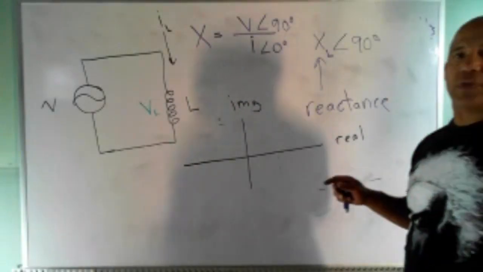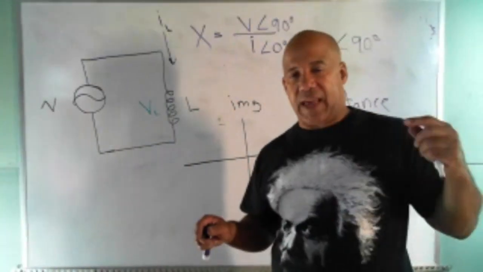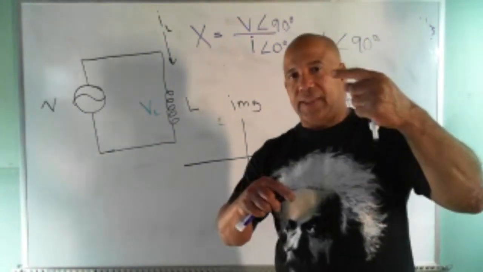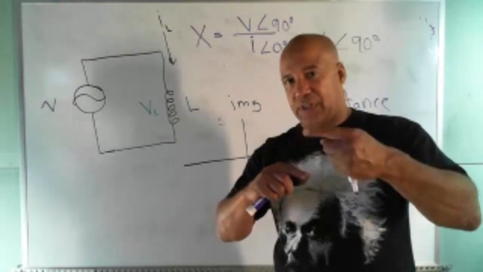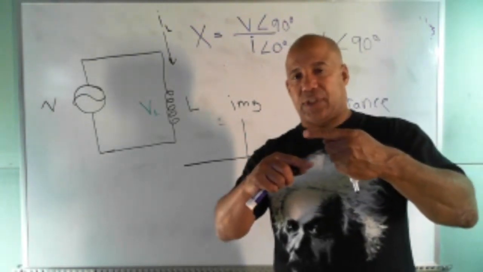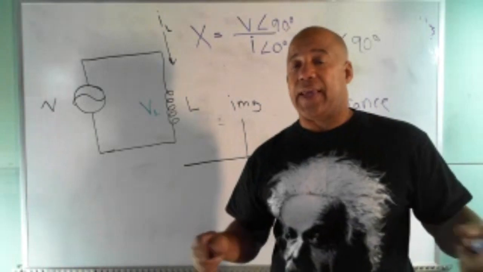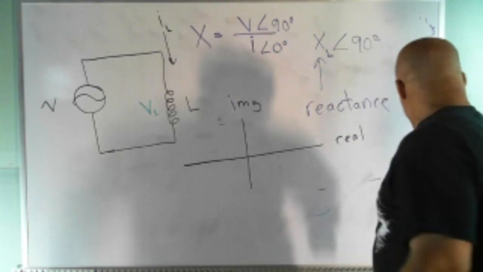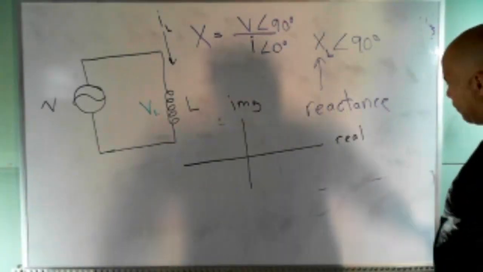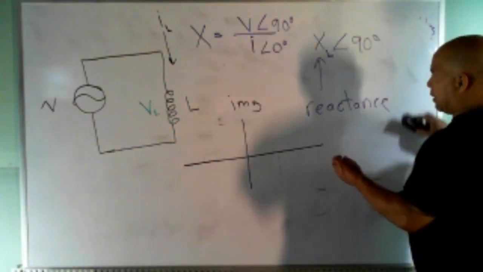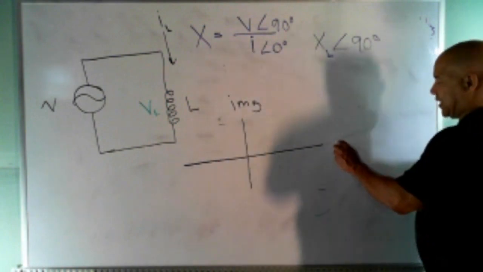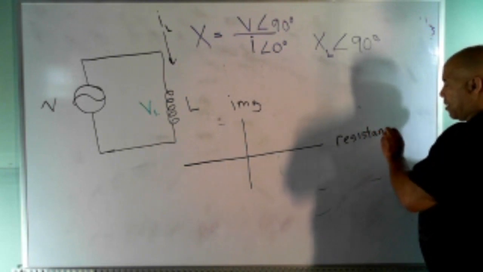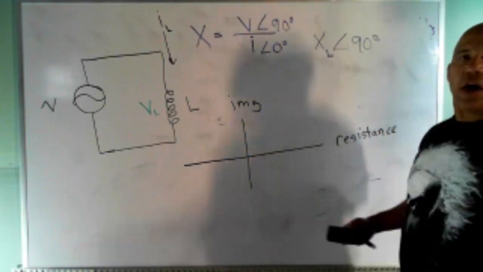Well, I just showed you that when I have only a resistor in the circuit, and I divide voltage by current, since the voltage is at an angle 0 and the current is at an angle 0, the resistance angle is 0 too. In other words, resistance is a real number. So this axis right here, I'm going to get rid of this name. And I'm going to call this the resistance axis. And I want you to do the same thing. This is resistance. Resistance is always a real number.